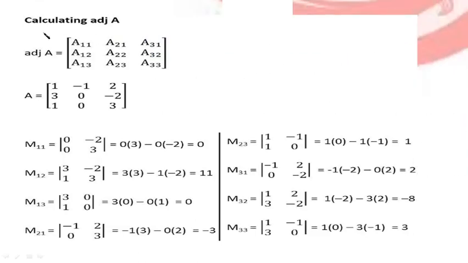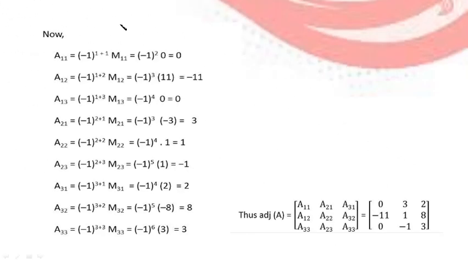Now, let's calculate the first term. For the first term, we have to find out adjoint A first of all. Adjoint A we have written in the standard format. It is equal to the transpose of its cofactor matrix. This is the given matrix A. Now we will calculate all the 9 minors, then we'll calculate all 9 cofactors, and then we will input all these values in the matrix adjoint A. Now adjoint A is ready.